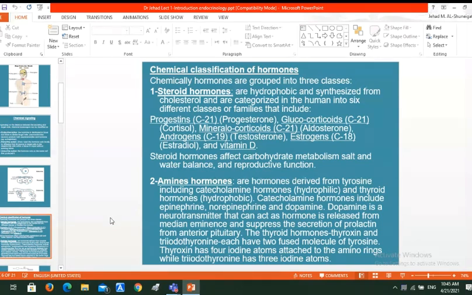Now let's talk about it: steroid hormones are released. Steroid hormones are released now. They bind to their carrier, and the carrier moves to the target cells, very close to the target cells. This is why there is a balance.